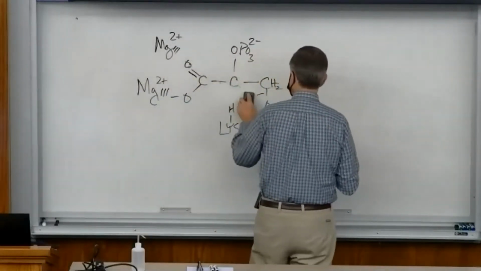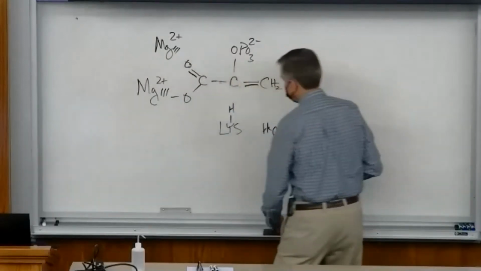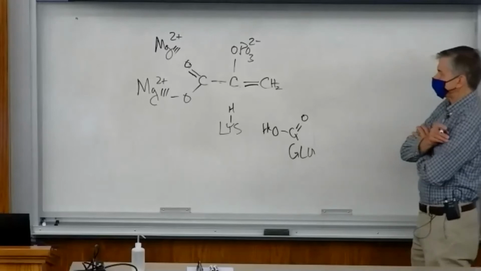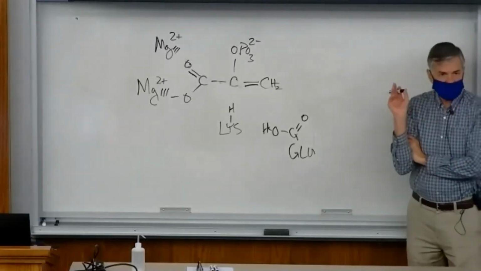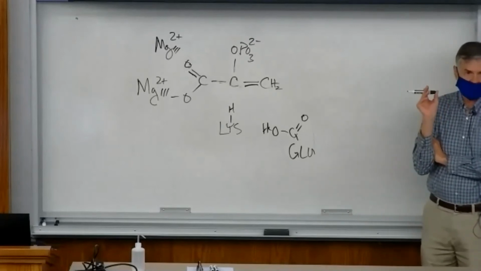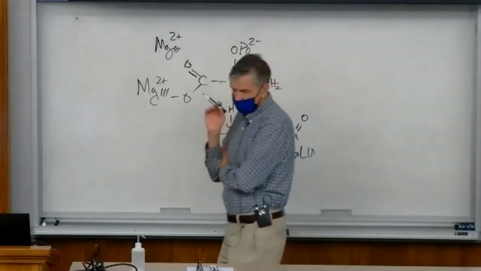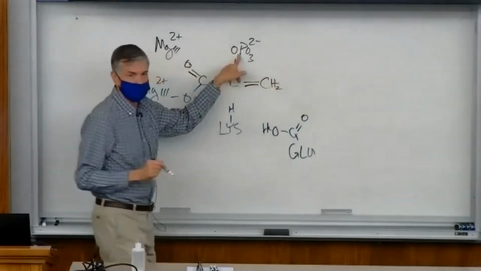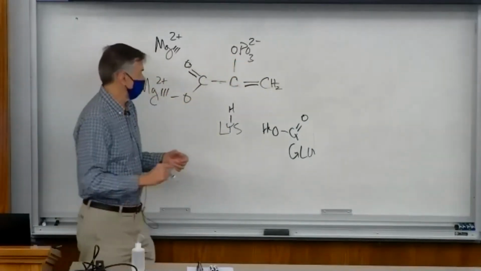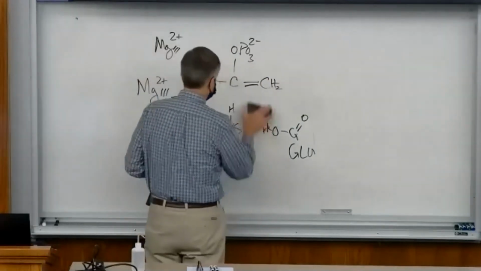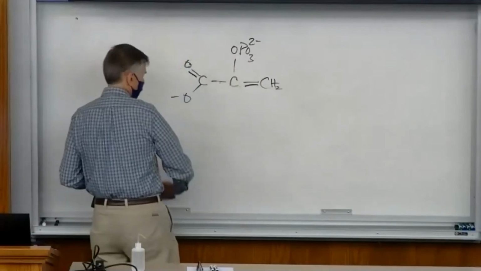Final product. Here we eliminate water. We end up with this double bond. Okay. This is phosphoenol pyruvate. And in the final step of glycolysis, we're going to transfer this phosphate to ADP. Okay, so this is the pyruvate kinase reaction, step number 10.